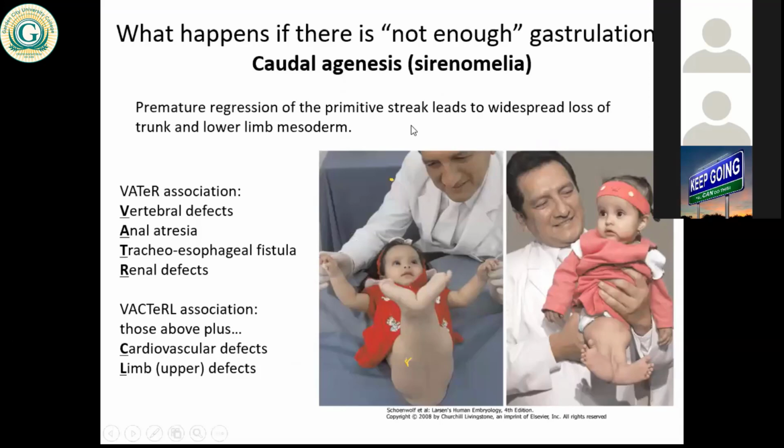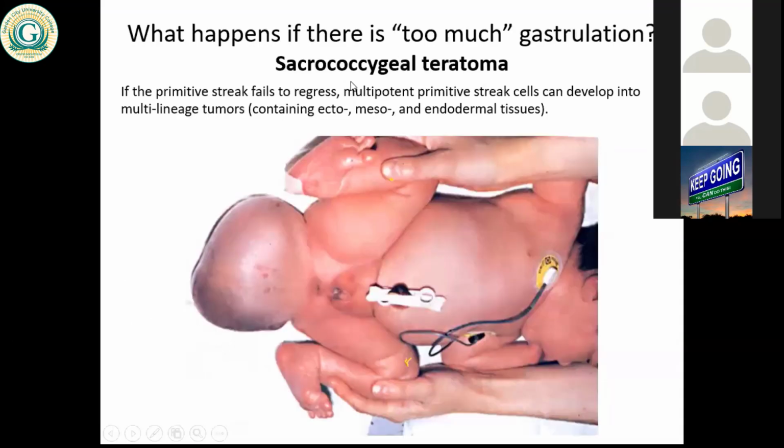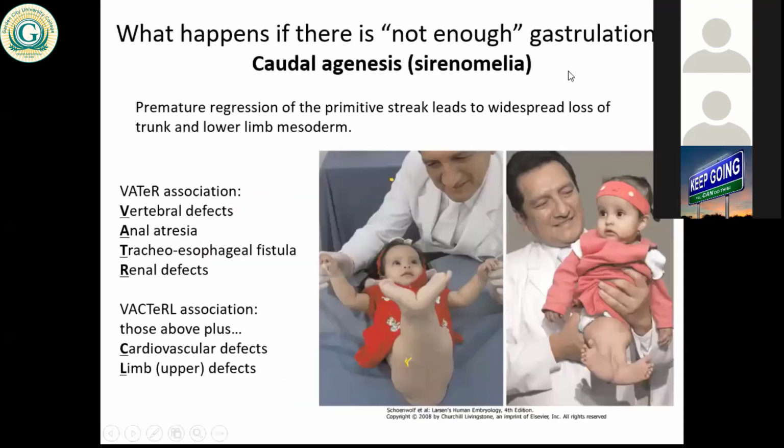Now, the other problem is not enough gastrulation. Gastrulation is not enough. Gastrulation means primitive streak formation, cells moving and then closing at the normal time. Okay. Now we say premature regression of the primitive streak leading to widespread loss of trunk and limbs.